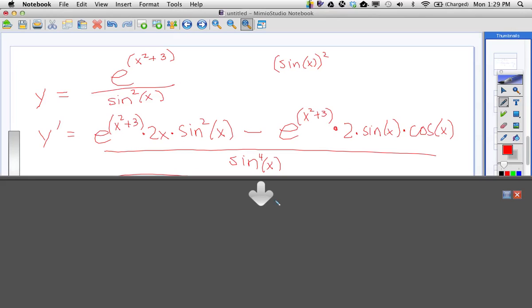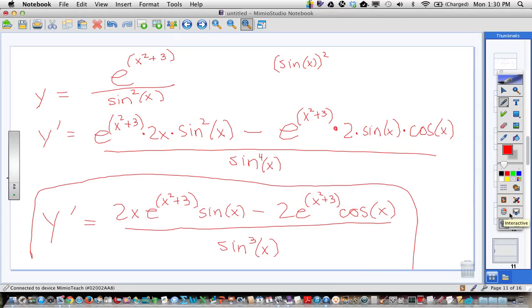Now what do you notice you can simplify? Factor out a sine. Now you can also factor out a 2. You can also factor out an e to the x squared plus 3, but there's no need to. You can factor those things out, but they're not going to cancel with anything. But if you factor out a sine, it'll cancel with one of the sines down below, and you'll end up with sine to the third. So I just went ahead and wrote it. I didn't factor out the sine. If I factor out a sine, I'll have one less there, so just a sine, and that sine will cancel with one of them down there and give me sine to the third.